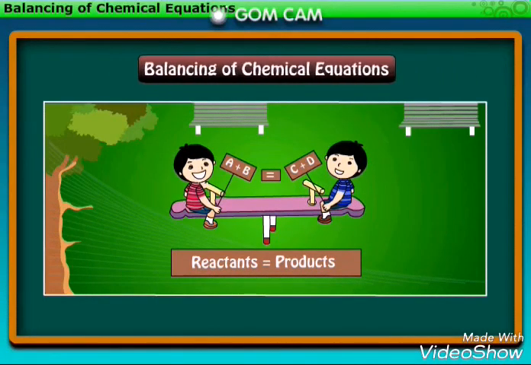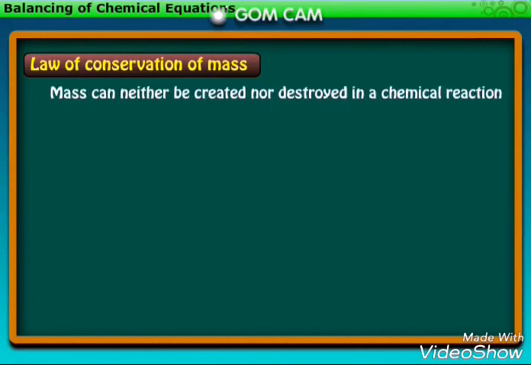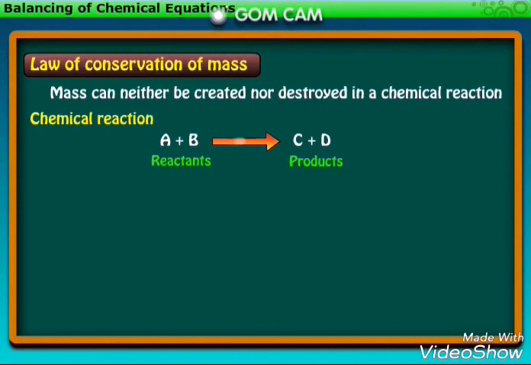Balancing of chemical equations. Earlier, we have learnt the law of conservation of mass, which states that mass can neither be created nor destroyed in a chemical reaction. It means that the total mass of the elements present in the reactants of a chemical reaction is equal to the total mass of products present in the reaction.